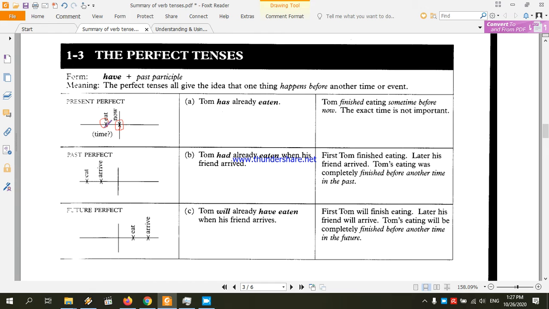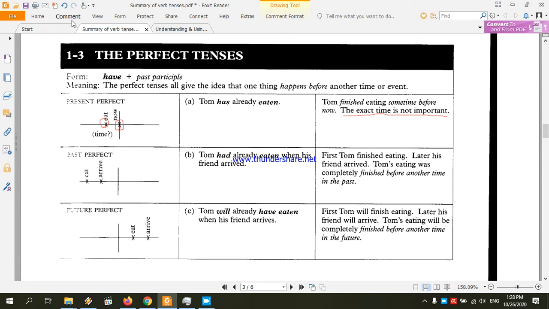Alright? Remember that the present perfect is also used when the exact time of the event is not important. So the exact time of the event of the eating process is not important. What's important is that the eating process has already finished before now. So it's called perfect. It's finished. It's completed.